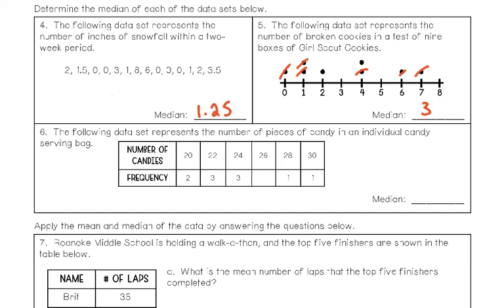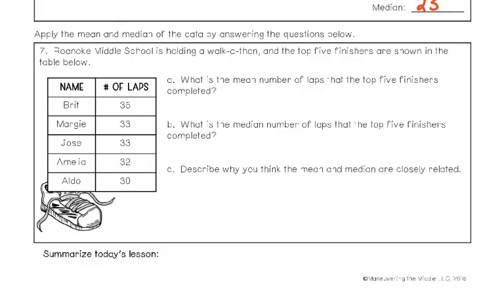So do the same thing for number 6 all by yourself and then press play when you're ready to check. All right, you should have determined that the median is 23. All right, one more problem to look at. Let's look at number 7 all by yourself. There's 3 parts to it, so pause the video, take your time to go through them, and then press play when you're ready to check.